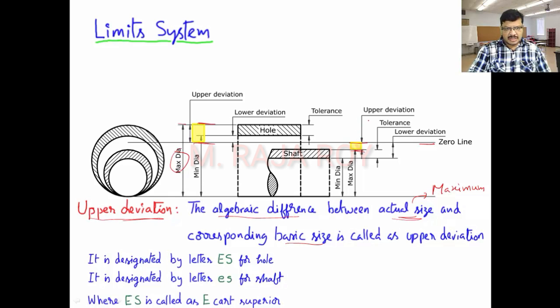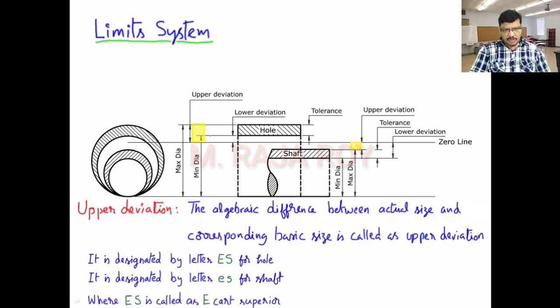Okay. So this particular upper deviation will be designated with capital ES for hole and small es for shaft. So ES means E cot superior. In that way we have to pronounce this. Okay. That is about upper deviation.